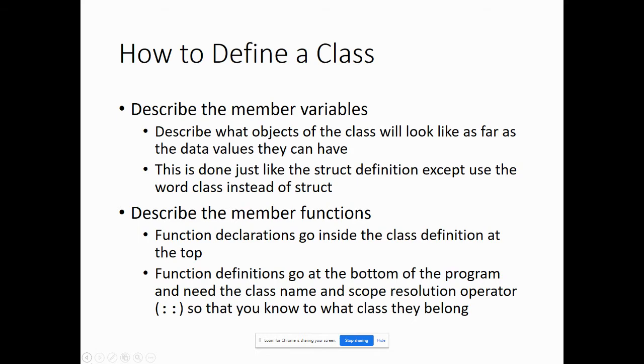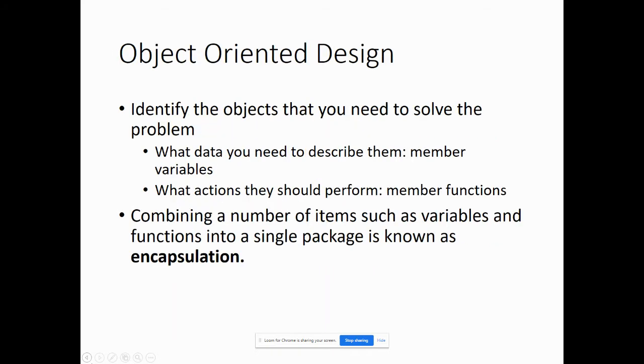And then we define the member functions. These go inside the class in terms of a declaration, but the definitions go at the bottom of the program, or they go in a separate .cpp file that has the same name as the class. And we'll get to that when we talk about separate compilation. So for object-oriented design, identify the objects you need to solve the problem, what data you need to describe them, the member variables, and what actions they should be able to perform. And then we combine those together into the class.